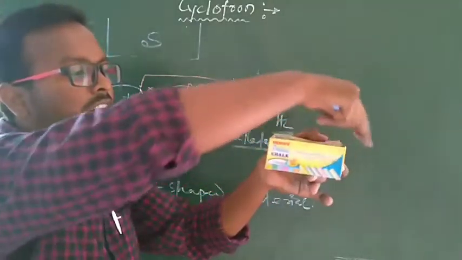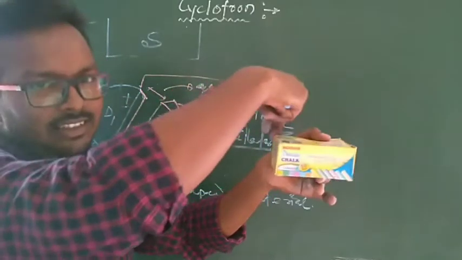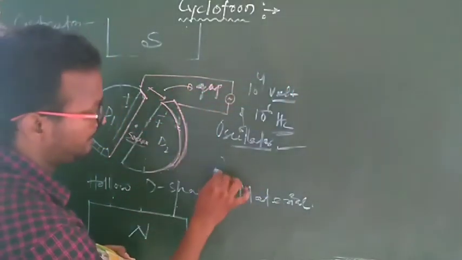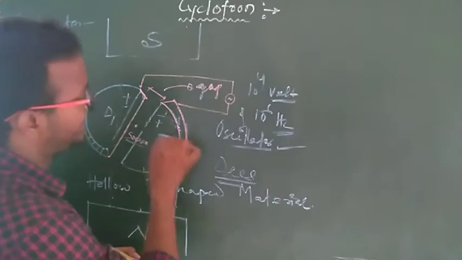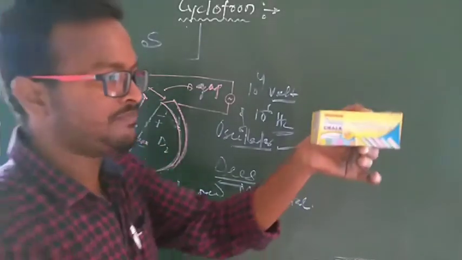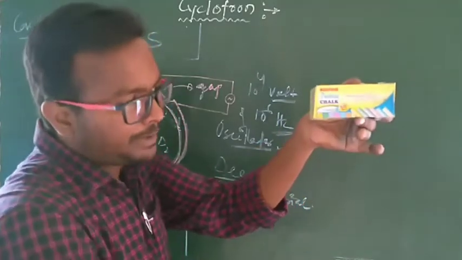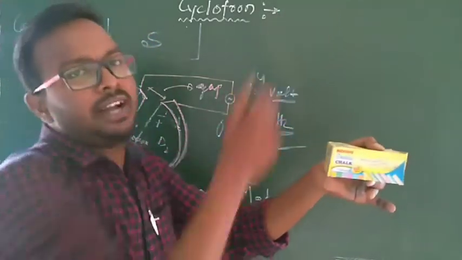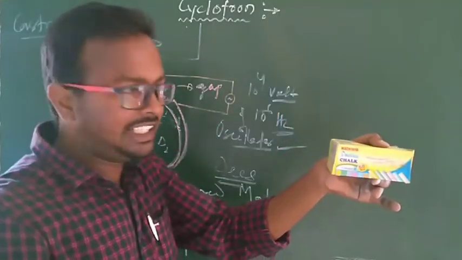If this is the plane of the dish, these are two hollow dish-shaped materials, so it is known as a dish, and these dishes are perpendicular to the direction of the magnetic field. Clear?